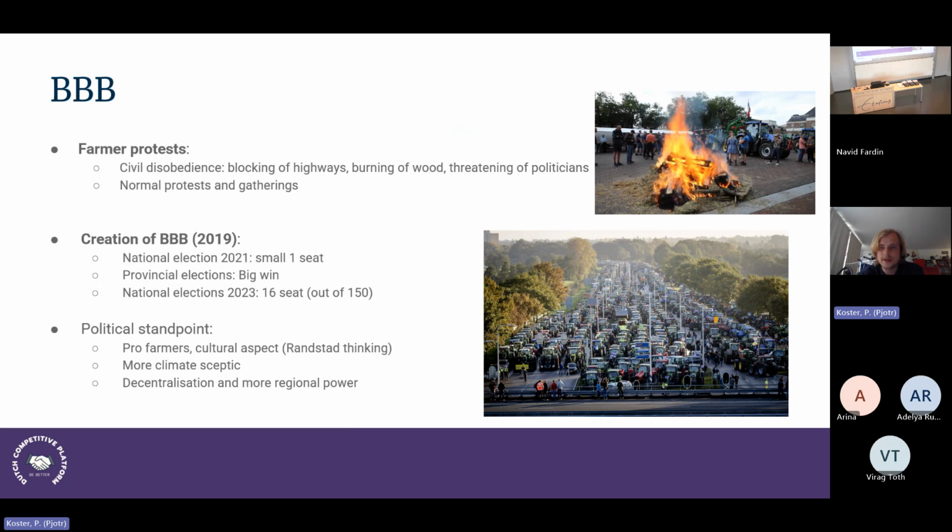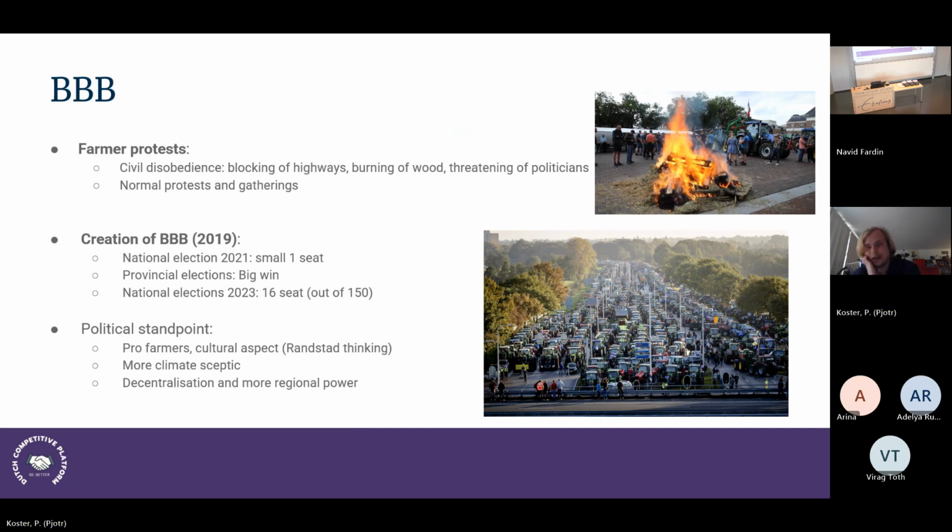So basically, during all of this, which was roughly 2019, the BBB was created. This is the farmers movement. At the first general elections, after Rutte and the VVD did a big no-no with the child benefit affairs and the cabinet fell, this party was actually quite small, with only one seat. Then you had provincial elections, and in provincial elections it was a very big win. They won a lot there, and I think they became one of the biggest parties.